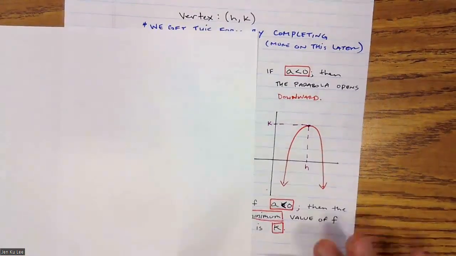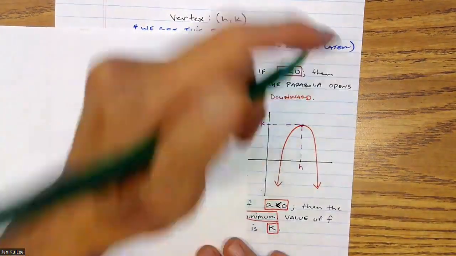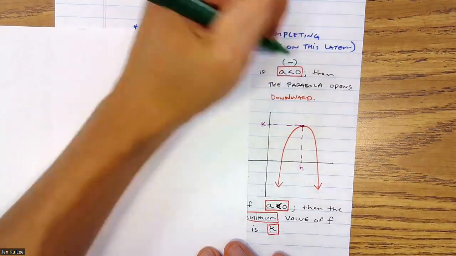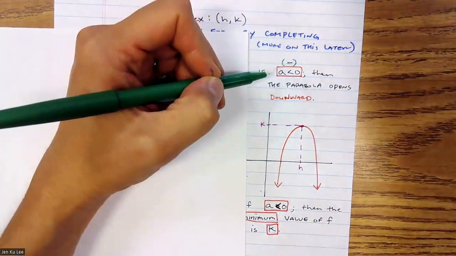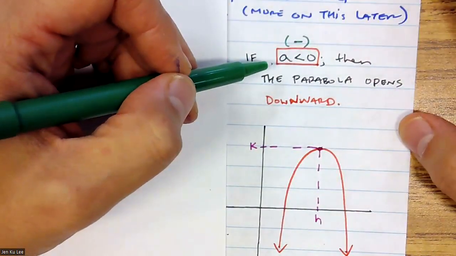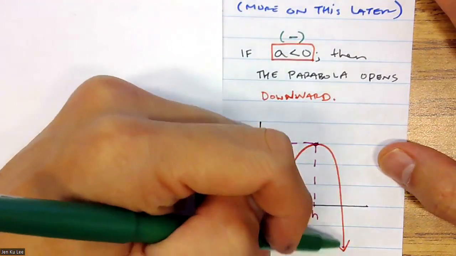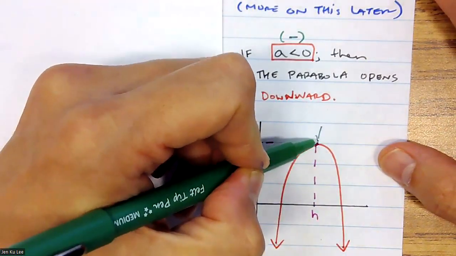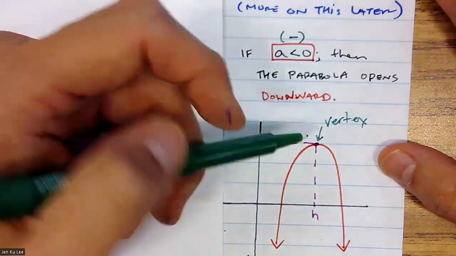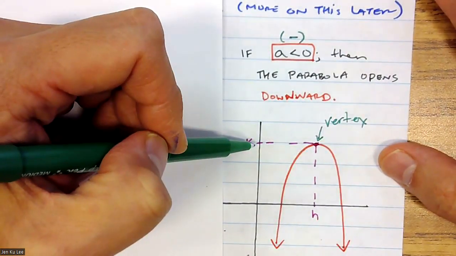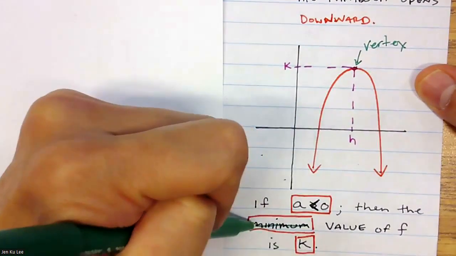And here on the other side, I have the negative version. If a is less than 0, or negative, then the parabola opens downward. And you can see if this point is my vertex, then my vertex value k will be a maximum value.